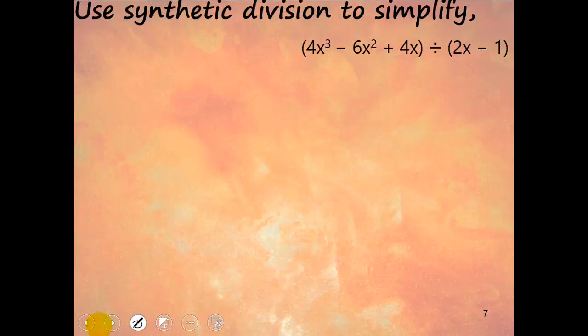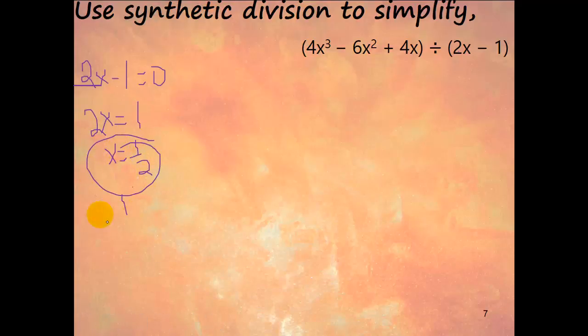All right, why don't you try this one? Well, no, I'm going to do this one with you because it has a coefficient on the x here. All right, so here's what we're going to do first. We're going to take this 2x minus 1 and we're going to set it equal to 0, and we're going to solve for x. This is my divisor in the synthetic division. Okay, so this goes outside my box. So this is a half.